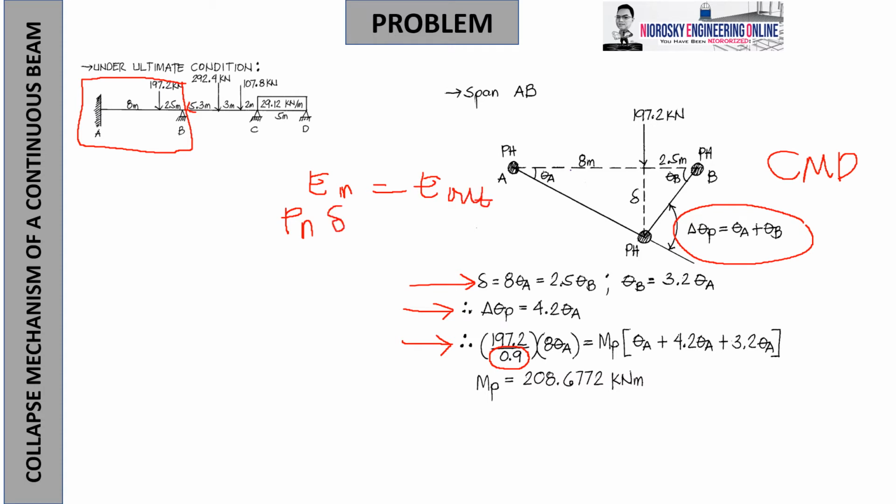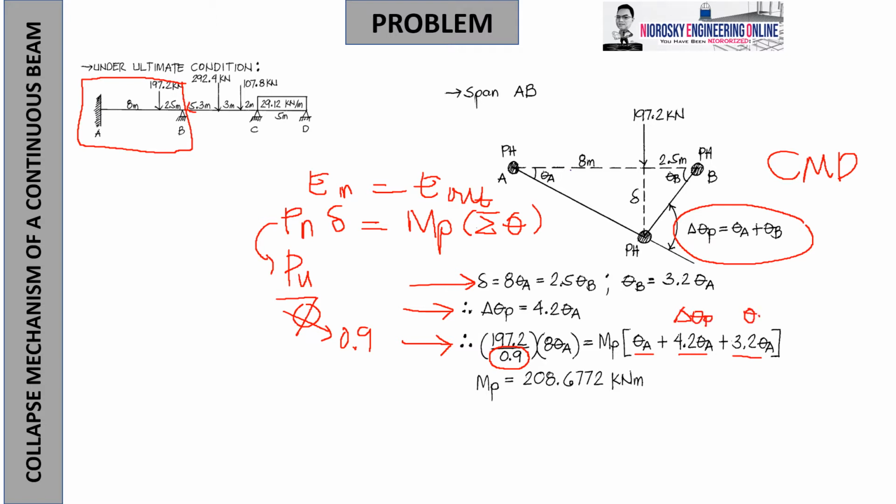So, Pn times delta equals the plastic moment multiplied by the sigma, or the sum of all plastic angles. Okay? So, of course, Pn is just Pu over phi, where phi is 0.9 for flexure under steel design. And then finally, we understand that the sum of the angles for theta A, of course, this is delta theta P, and a representation of theta B. Okay? So we know that theta B is 3.2 theta A, and then you just plug it in. Then finally, we'll get 208.6772 kilonewton meter.